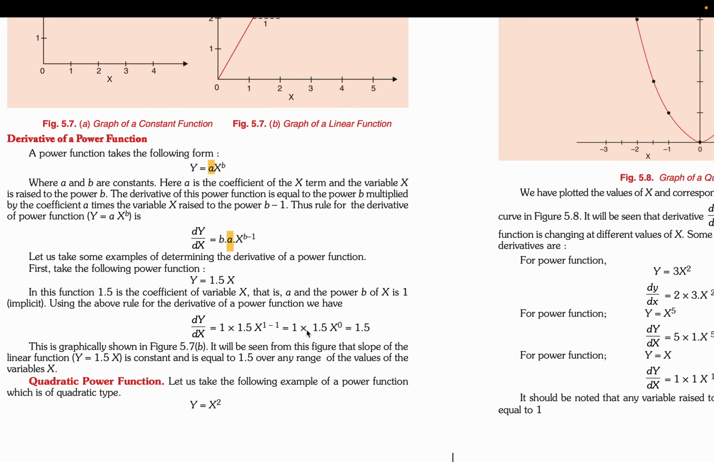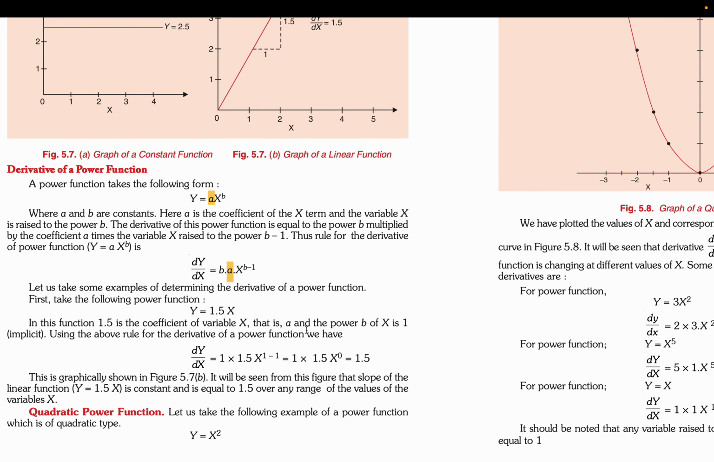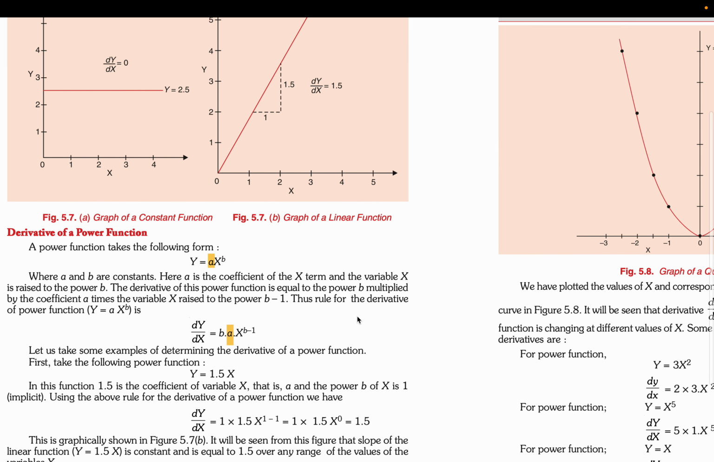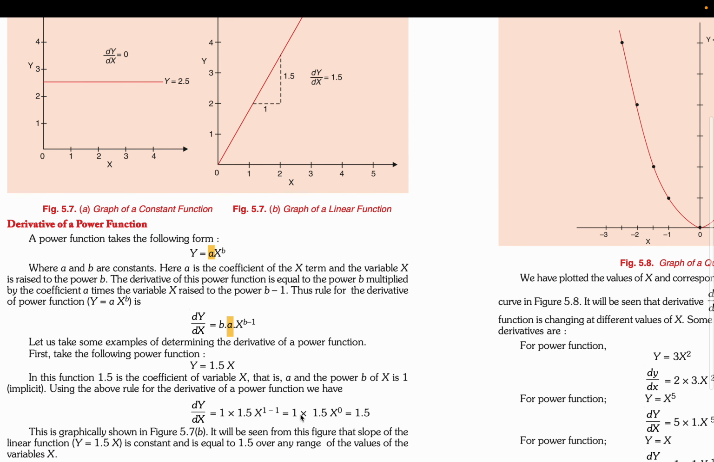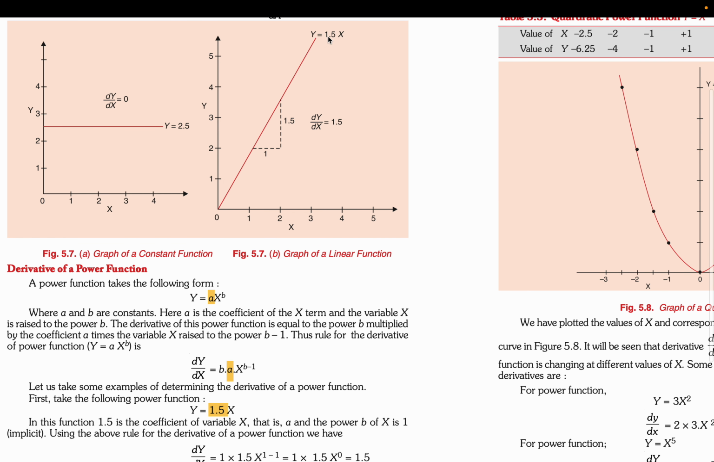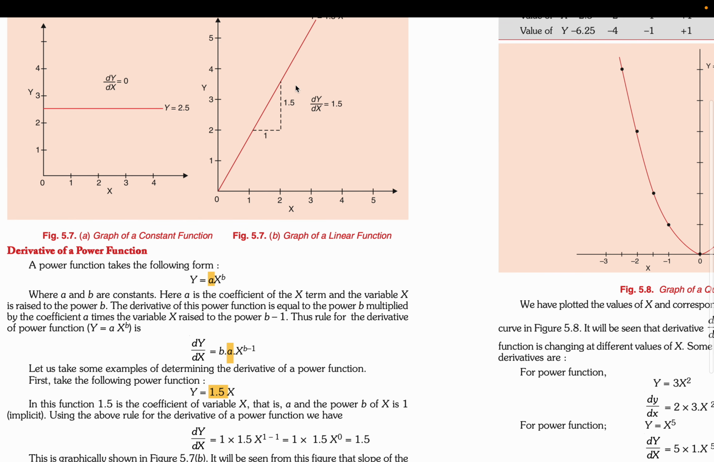This is graphically shown in 5.7b. It can be seen from the figure that the slope of the linear function y is equal to 1.5x is a constant equal to 1.5 over any range of the values of variable x. Also, one thing which is not mentioned here, I'd like to mention, is 1.5 is written, which is implicitly a positive value, because of which the slope is upward sloping. 1.5 is positive, hence it's sloping upwards.